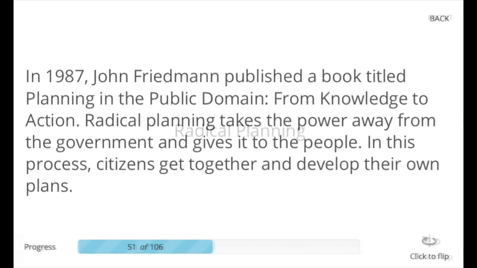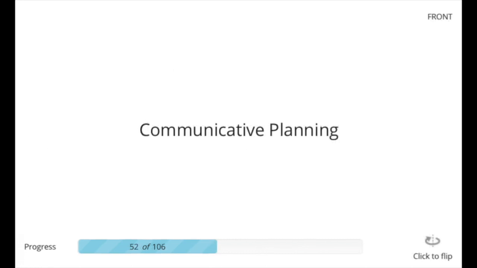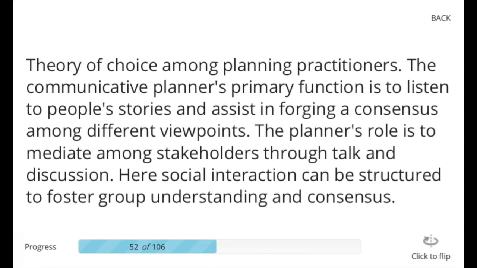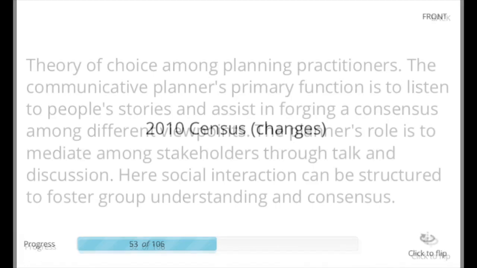Radical Planning, 1987, John Friedmann. This was from his book titled Planning in the Public Domain, From Knowledge to Action. And this idea removes the local governments and city planners and just gives all the power to the people. Communicative Planning. This theory says it's not a conversation between a planner and a citizen. It is a discussion that's facilitated by planners between multiple groups, multiple stakeholders, multiple residents, and it's the planner's job to synthesize the best result out of all of the input.